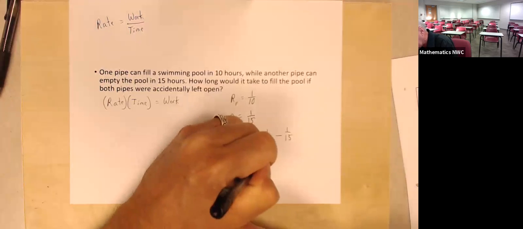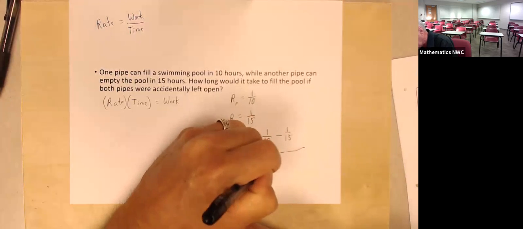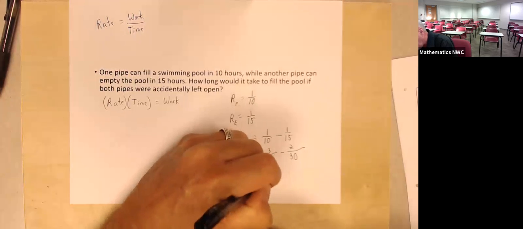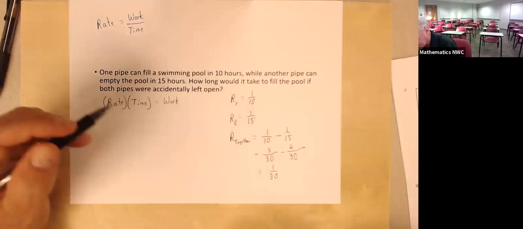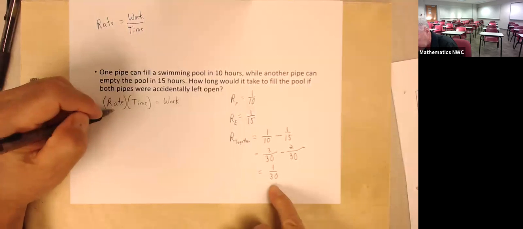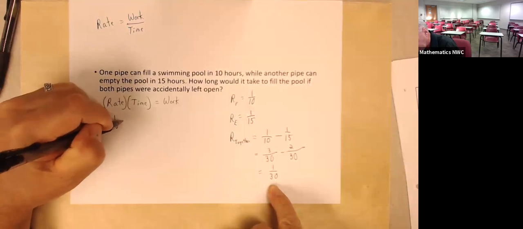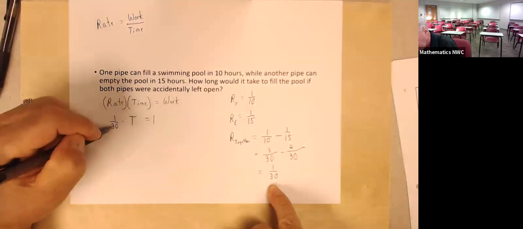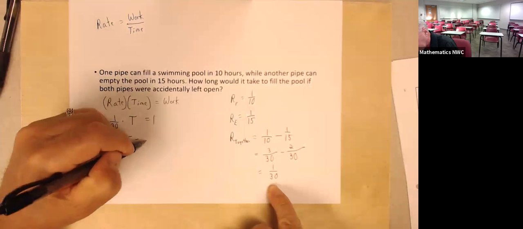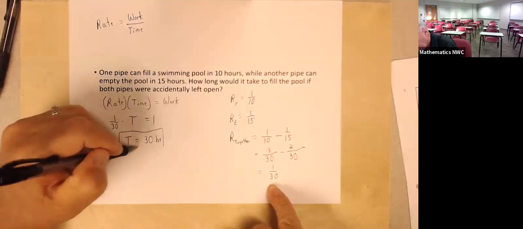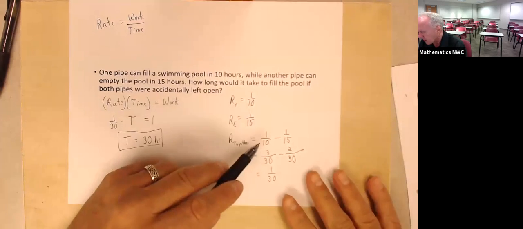Again, I need a common denominator. It would be 30. This would be 3 and 2, giving me 1/30. That's my rate together. So if they're working together, how long? My rate together is 1/30. The time is what I'm looking for to fill the pool. Multiplying by the reciprocal, I would get 30 hours. Just a combined rate of working against one another.